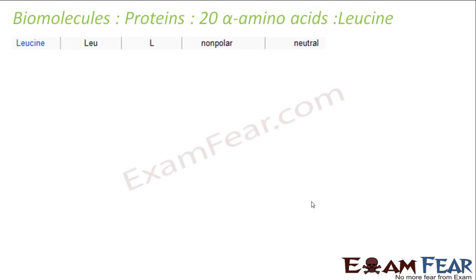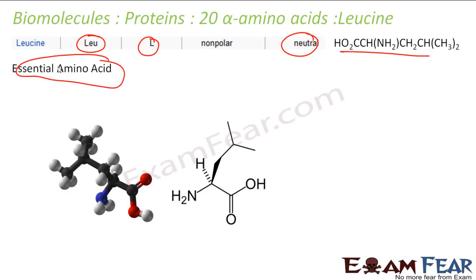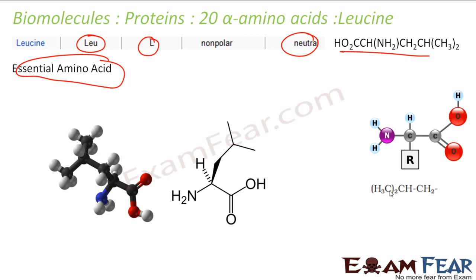The next is leucine. Leucine, LEU is the 3-letter, single letter is L, and this is also neutral. This is the molecular structure formula. This is also an essential amino acid. Both leucine and isoleucine are essential amino acids, and this is the structure of leucine. If you compare this R, R is this guy. Correct? It is used in the liver and muscles. Excess of leucine can cause pellagra, so you should not take that much leucine. It is found in soybean, peanuts, fish and wheat.